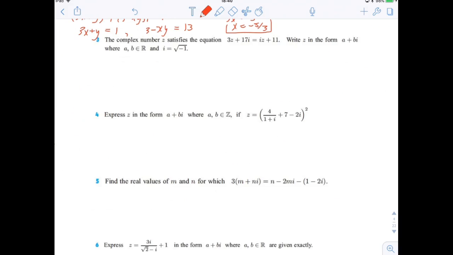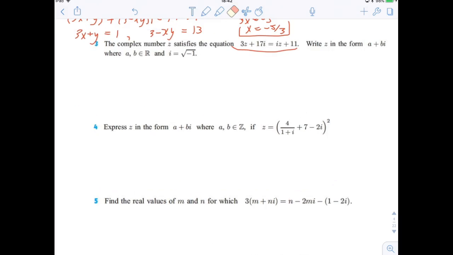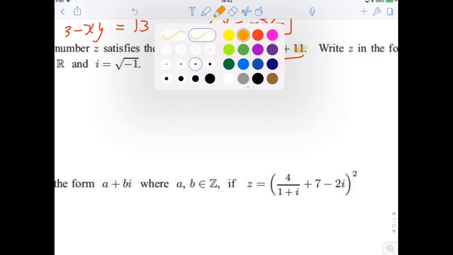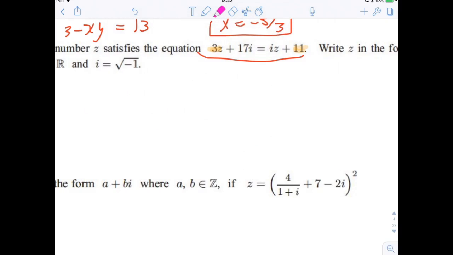Let's do number 3. The complex number z satisfies this equation. Write z in the form a plus bi, where a and b are real numbers and i equals square root of negative 1. Okay, one thing you have to be careful about is z is a complex number. So like before, we were always assuming that what appeared to be the real part, we could equate. And what appeared to be the complex part, we could also equate. But the problem is that z is a complex number.